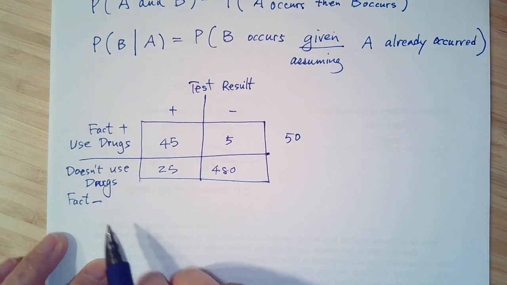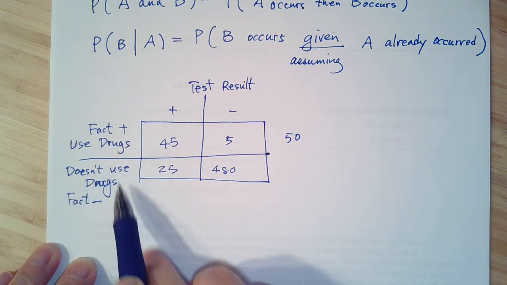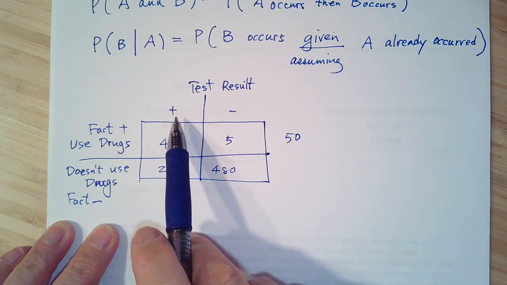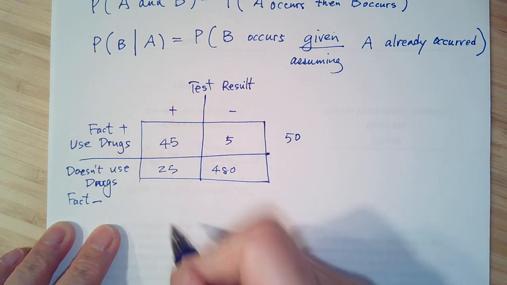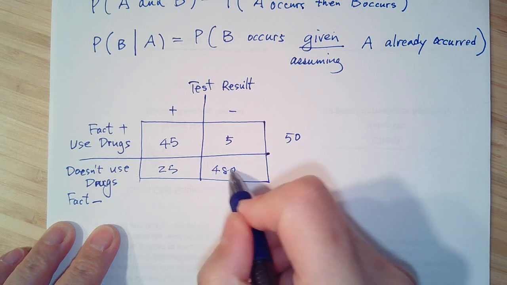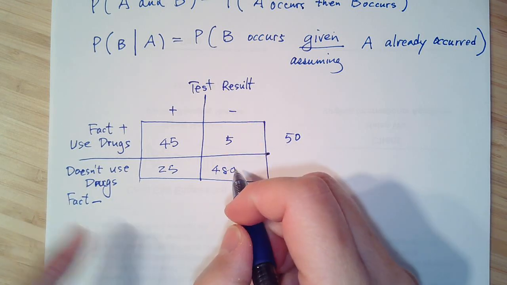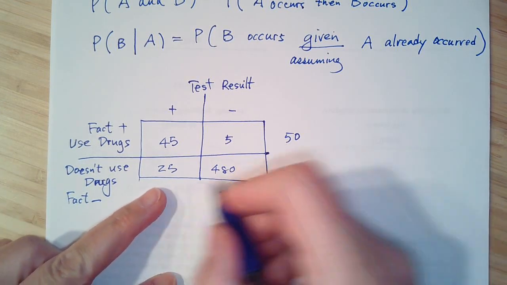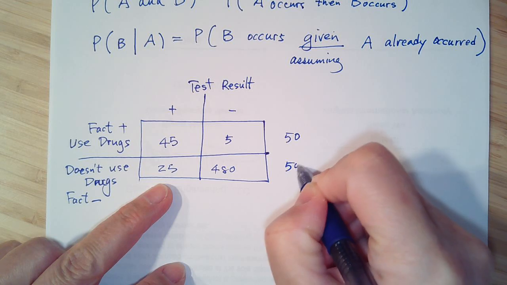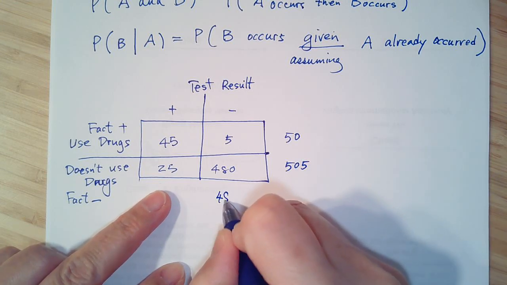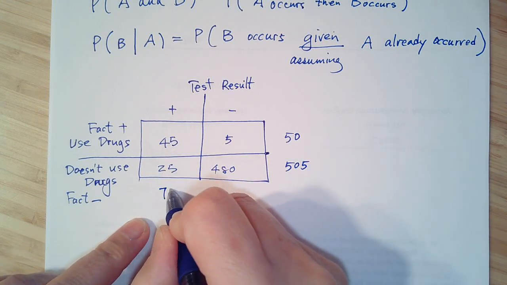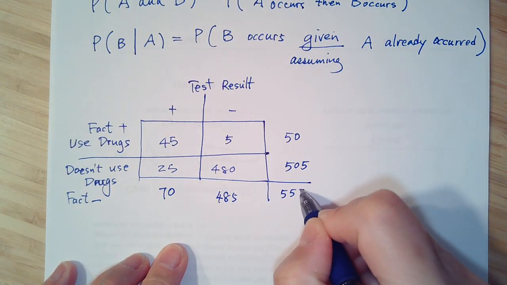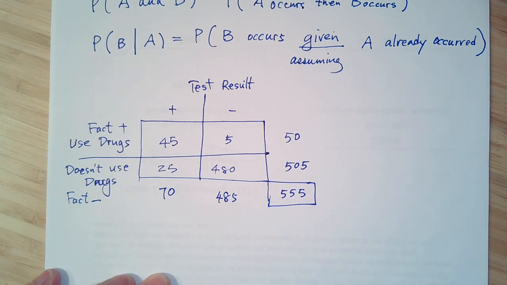Now let's look at the second row. Those are the people who do not use drugs. However, 25 of them still come out with a positive test result, and 480 of them come back negative. They're not using drugs, and the test result found they're not using drugs. Like I said, I always like to put the total, so it's 485. Altogether, I have 555 people. That's my grand total.